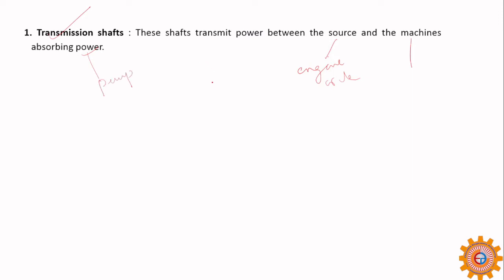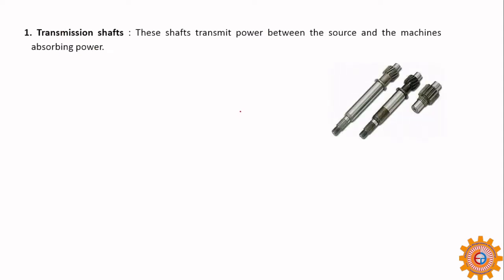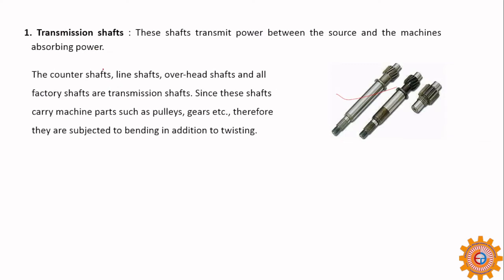These are the transmission shafts. In that there are counter shafts, line shafts, and overhead shafts, all used in factories and vehicles. Since these shafts carry machines or machine parts such as pulleys and gears, they are subjected to bending and also twisting. Twisting is compulsory. In this we may also come across bending sometimes, so you have to keep in mind: this is for bending moment, this is for twisting moment.